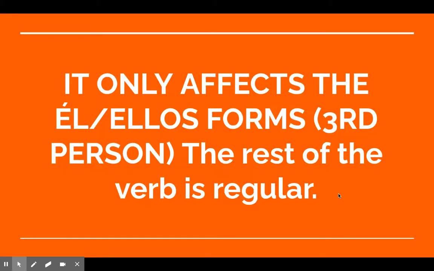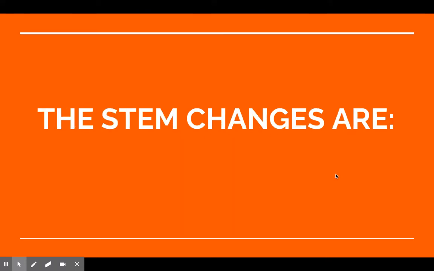What does that mean? It only affects the él and ellos forms, which is the third person. The rest of the verb is regular. So the yo and the tú and the nosotros and vosotros are going to be regular, and it's going to follow the pattern of -í, -iste, -imos, -isteis. The endings are still going to be the same. You're worried about the stem. So the stem changes are O to U and E to I, and that's it.